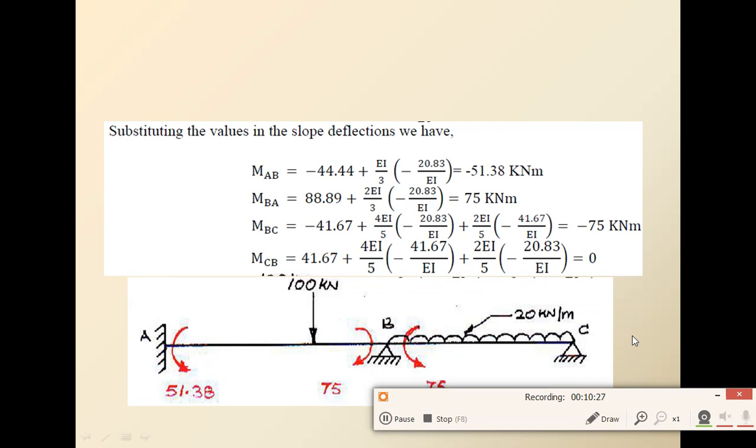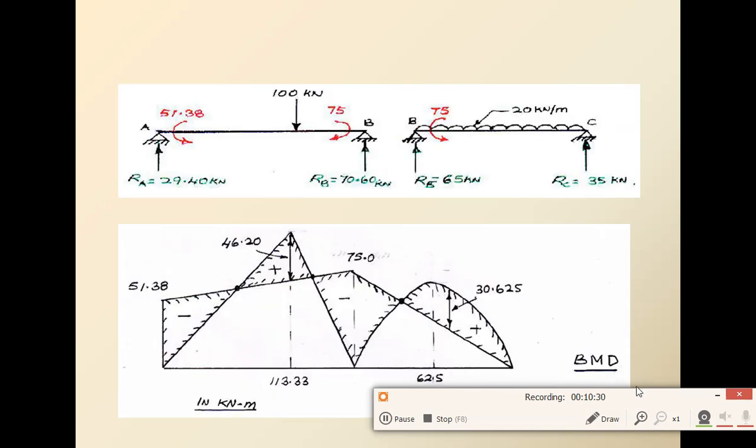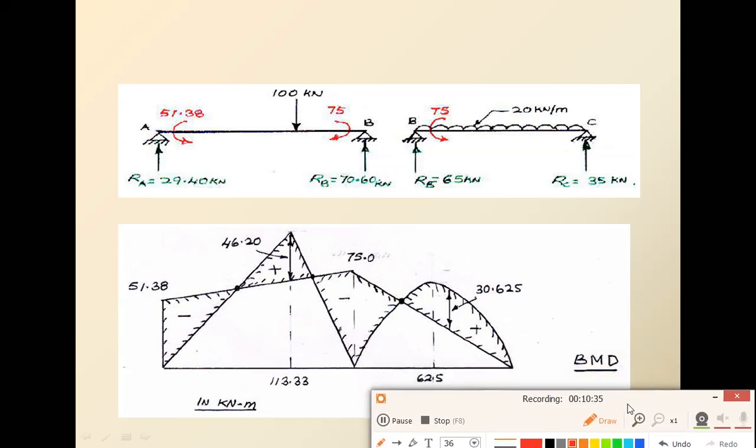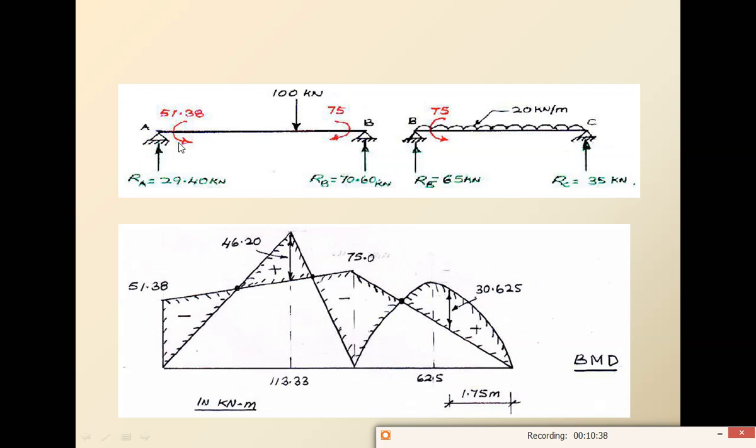Then, after finding the fixed and final end moments, we have to draw the shear force and bending moment diagram. To draw the shear force diagram, again you have to apply the principle of superposition. First you have to find out the support reactions. Here there will be support reactions due to the applied load, like 100 kilonewton and a UDL of 20 kilonewton per meter. You can find that from basic principles: sum of F is equal to 0, sum of M is equal to 0. That you already studied in your second year.